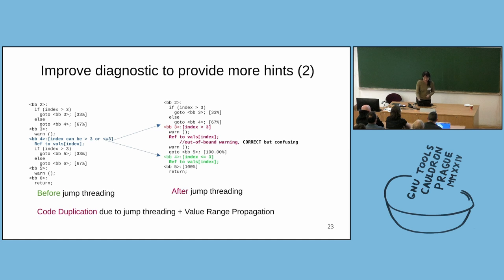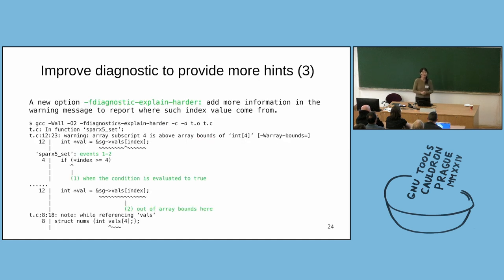So in order to provide more information to the user, we try to add a new option, diagnostic explain harder, for this purpose, to provide more information in a warning message to report where such an index value comes from. So this is the warning message with my current patch.